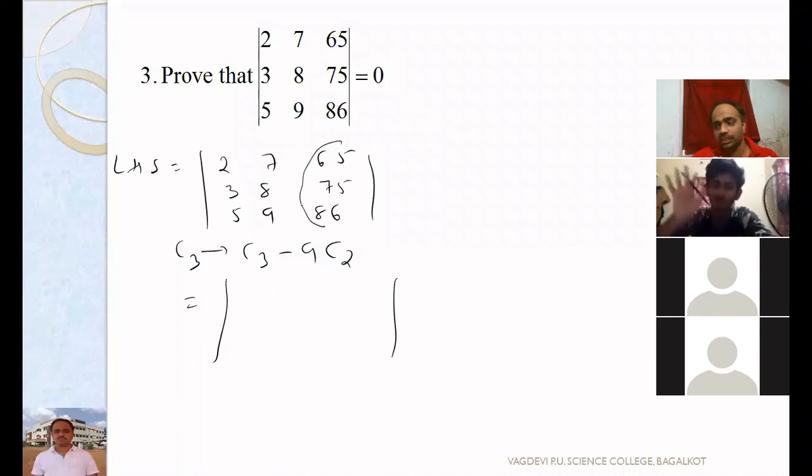You get two columns the same. First and third columns will be the same. Then the answer will be 0. C3 changes to C3 minus 9C2, C1 and C3 become identical, so the value will be 0.